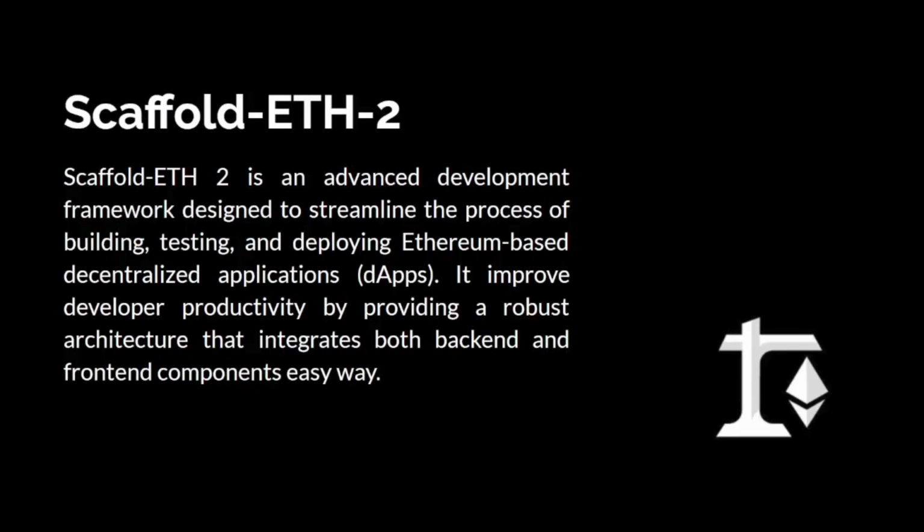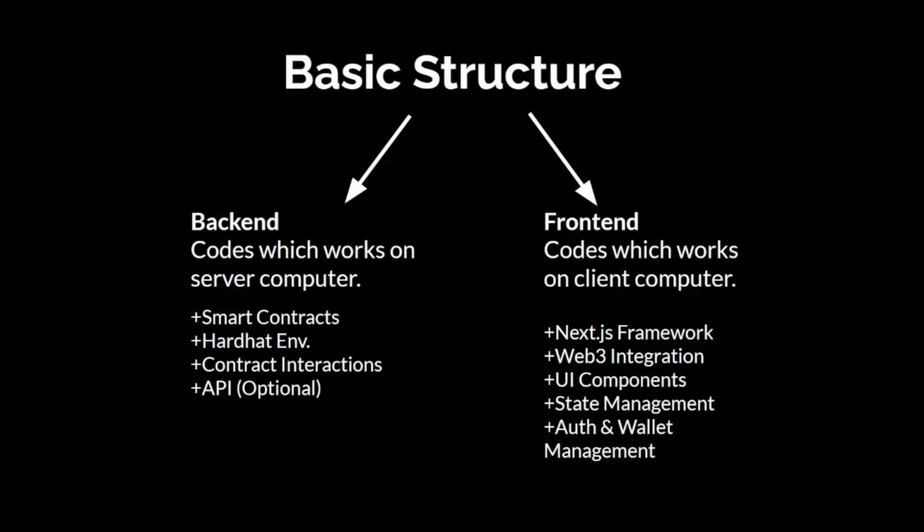We will look at Scaffold-ETH 2 more closely in this video. Scaffold-ETH 2 is the advanced development framework designed to streamline the process of building, testing and deploying Ethereum-based dApps. Basic structure of Scaffold-ETH 2. There are two sides for this framework. Backend side for smart contracts, Hardhat environment, and contract interactions. And this side is a little bit complex and advanced for now.